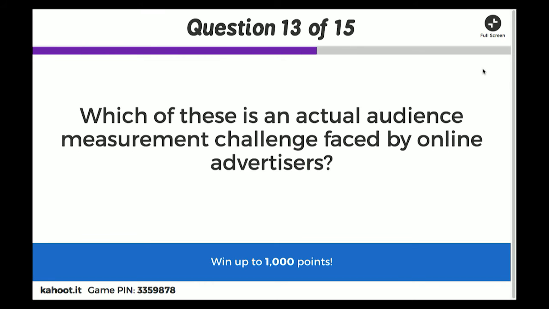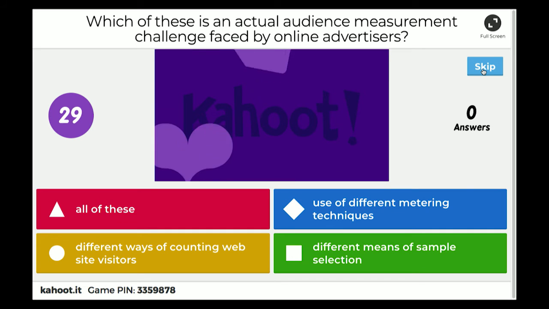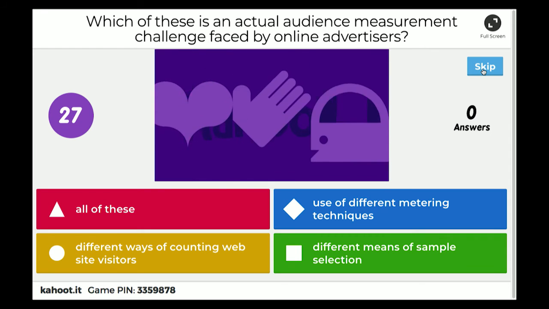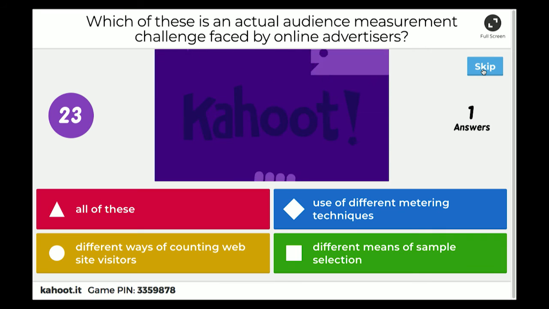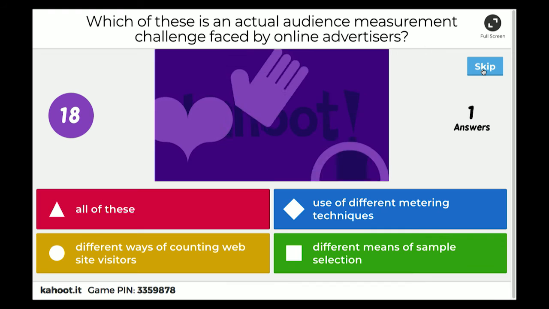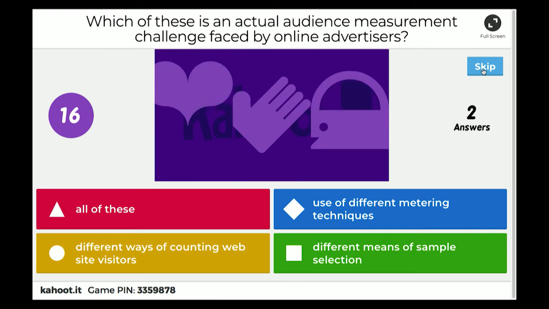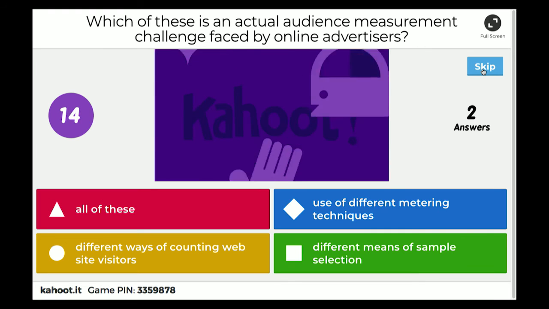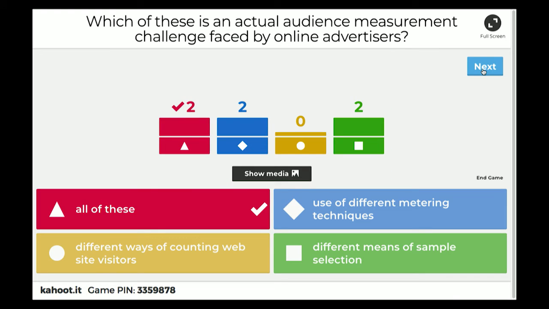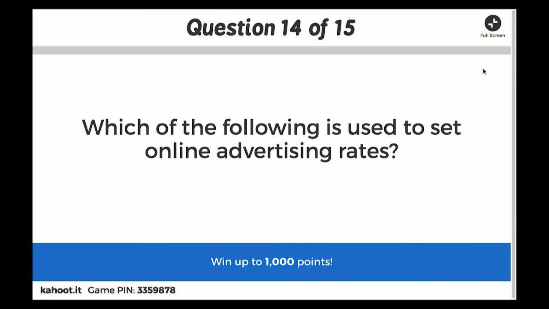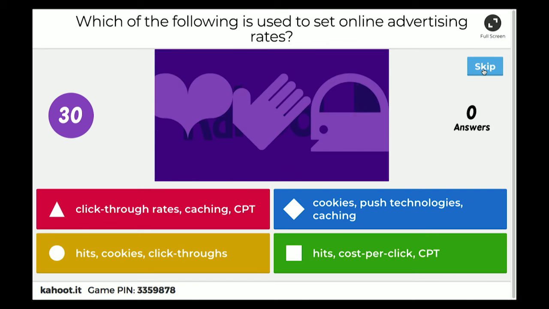Which of these is an actual audience measurement challenge faced by online advertisers? Do they have all of these? Well, perhaps. Because there are different ways of counting website visitors, there are different metering techniques used, and there are different means of sample selection. So all of it may add up to, all right, the answer was all of these. They're all a problem.